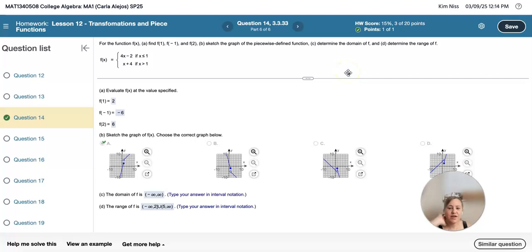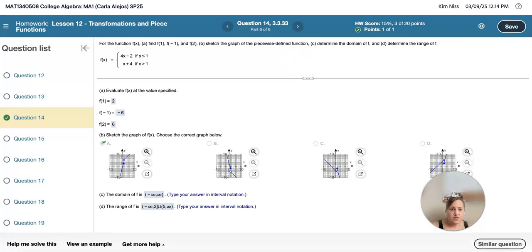Hey guys, so I just wanted to make a quick video about lesson 12, which covers transformations and piecewise functions. So I'm going to go through question number 14 that asks for the function f of x, find f of 1, f of negative 1, and f of 2, and then sketch the graph of the piecewise defined function and determine the domain and the range of the function.